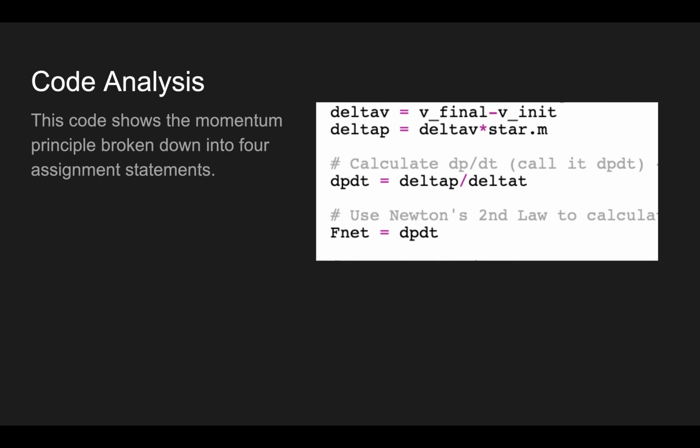We say here that delta V is equal to V final minus V initial, and that delta P is equal to delta V times the mass of the star. And dP/dt is equal to delta P over delta t. And finally, here we say the most important part of it all: F net equals dP/dt. Now this dP/dt is only the motion of the star, which we're assuming is caused only by the force of gravity from the black hole.